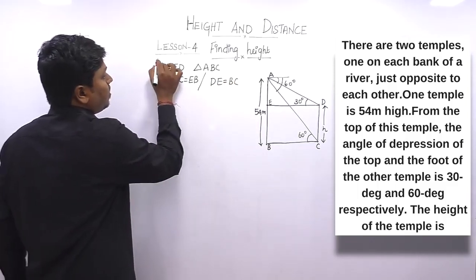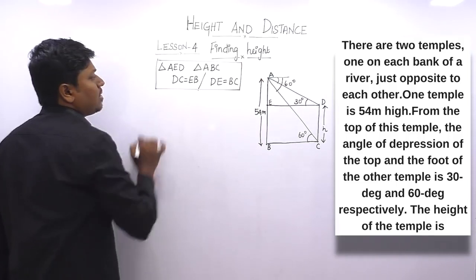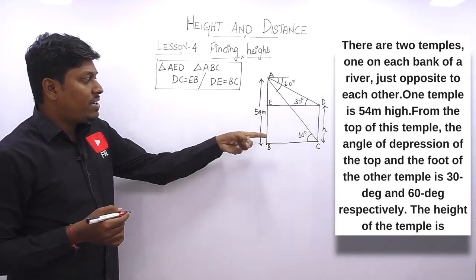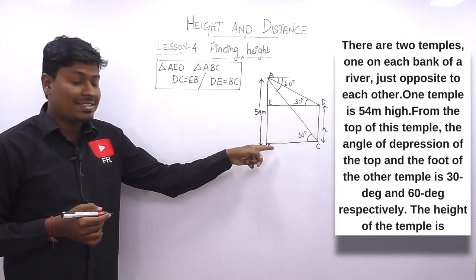So finally, after drawing the diagram, we have just taken a note. There are 2 right angle triangles formed, and one has a 30 degree angle of elevation and the second has an angle of elevation of 60 degree.